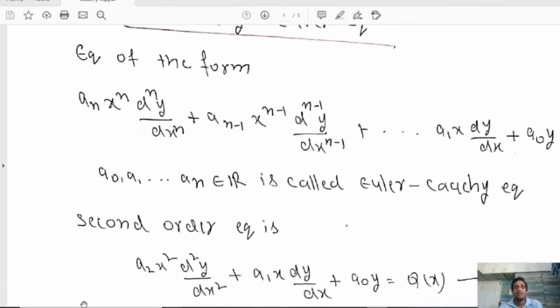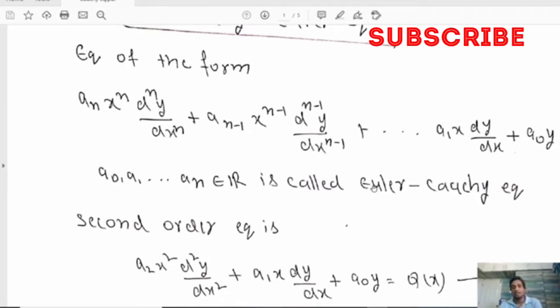The equation is of the form a_n x^n d^n y/dx^n, that means the derivative n times, plus a_(n-1) x^(n-1) d^(n-1) y/dx^(n-1), and so on, plus a_1 x dy/dx plus a_0 y is equal to Q(x). Here a_0, a_1, ... a_n are all real numbers. A differential equation of this form is called a Cauchy-Euler equation.